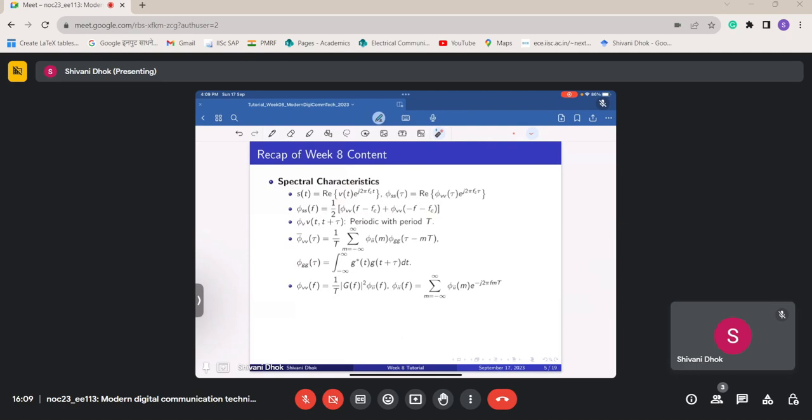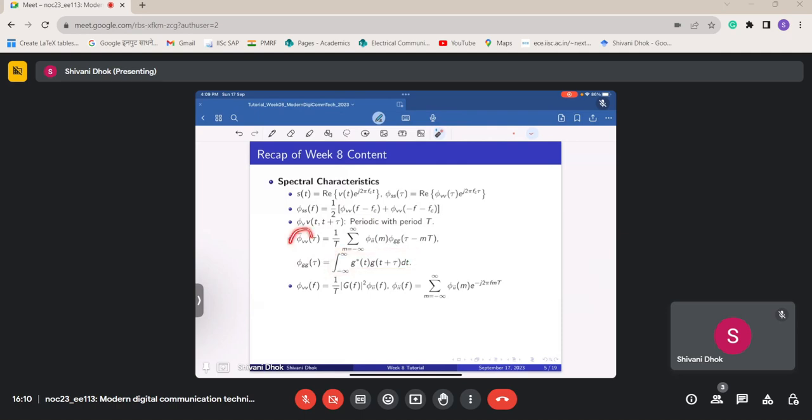Okay, and this phi vv(t, t plus tau) is periodic with period T. And then we found a time average of this phi vv of tau by making this WSS, and it was found to be 1 by T summation m running from minus infinity to infinity phi ii(m) phi gg(tau minus mT). So this is what we are having here, and this phi gg of tau is basically this function.